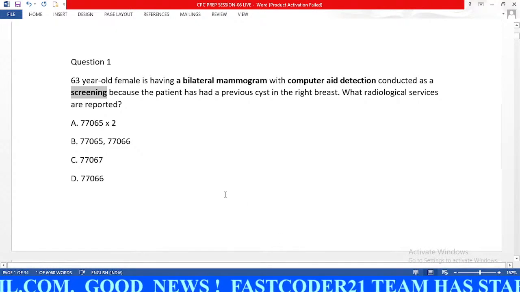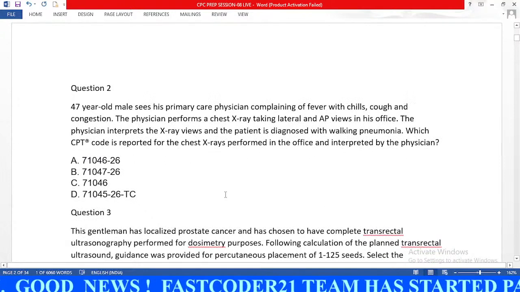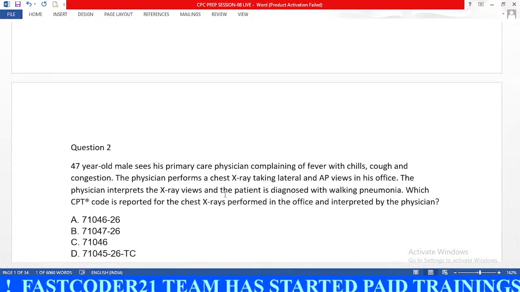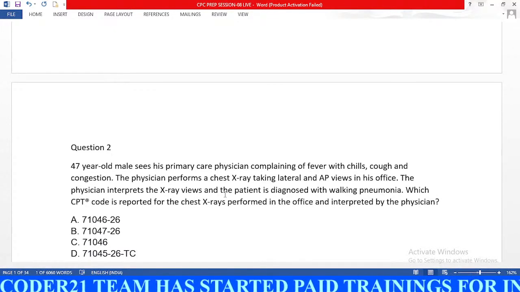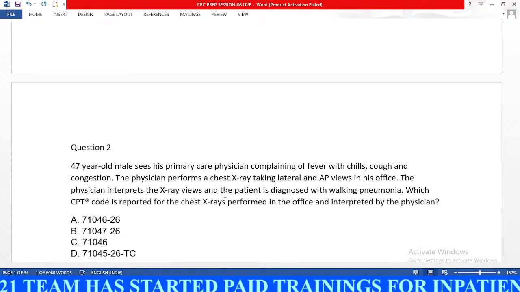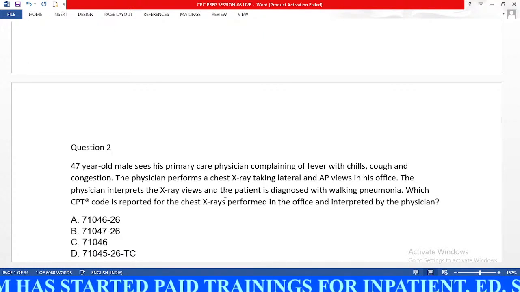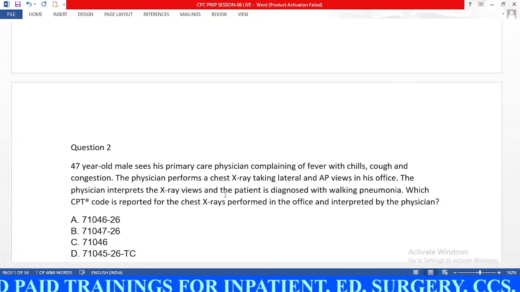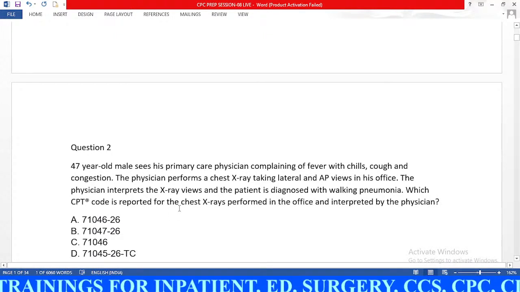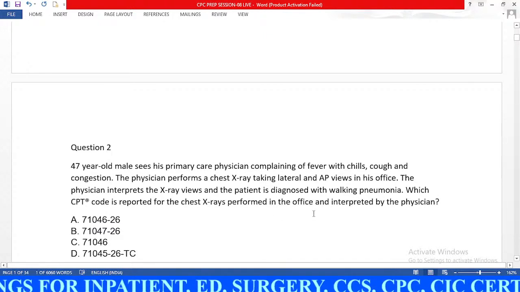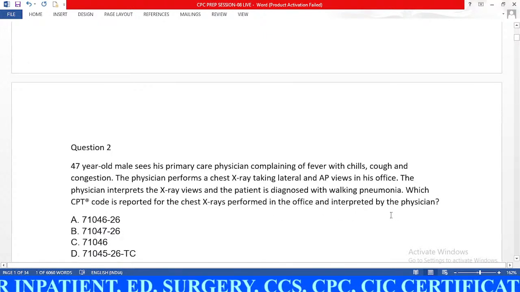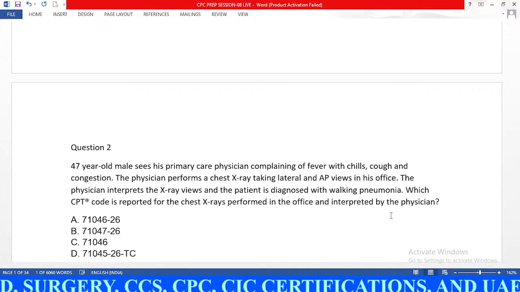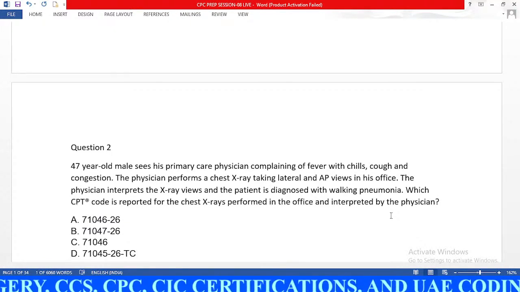So next, we will go ahead with the second question. A 47-year-old male sees his primary care physician complaining of fever with chills, cough, and congestion. The physician performs a chest X-ray, taking lateral and AP views in his office. The physician interprets the X-ray views and the patient is diagnosed with walking pneumonia. Which CPT code is reported for the chest X-rays performed in the office and interpreted by the physician? So now it is 10:05. We will start the answer discussion at 10:09. So we have 4 minutes.